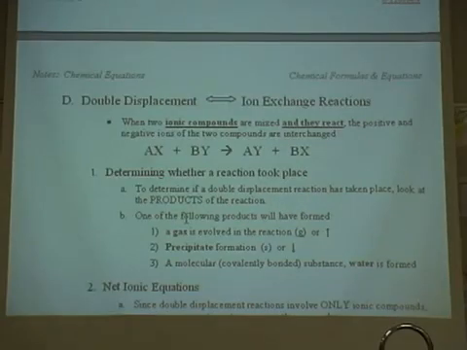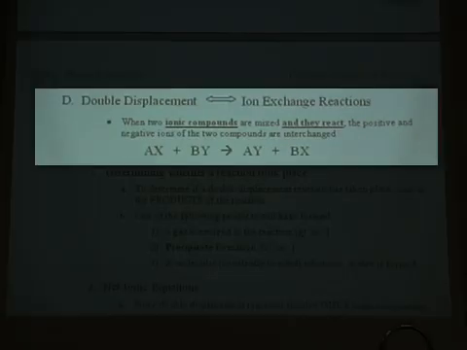The fourth type of reaction is called a double displacement reaction. It's a double replacement, or you can also call it an ion exchange reaction. Here's basically what it is. You have compound AX, cation anion. You have compound BY, cation anion. And look how they all switch places. AY, BX. Both the metal and the nonmetal switch places. So you have a double. Both means double. They both switch places.